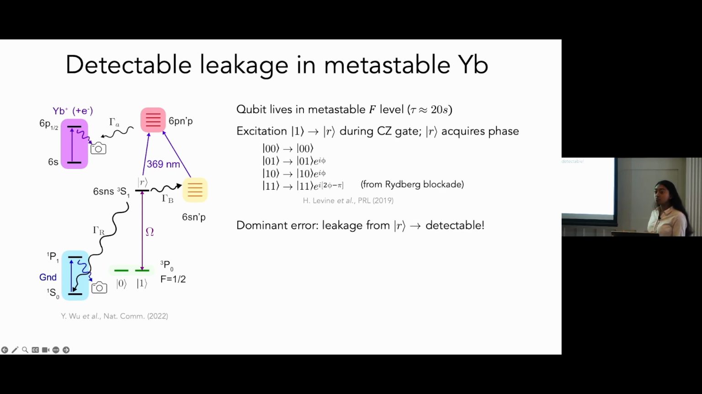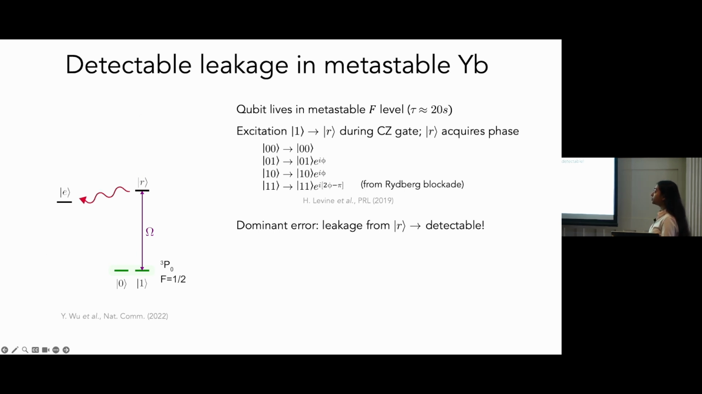And just to simplify this picture of what's happening to our qubit, we can say that there's leakage from this state R to E, and we can pulse E and detect population there. There is, however, one more kind of decay that we have to account for in this picture, and that's decay from R back down to the qubit subspace. And this decay can take you from R to 0 or to 1, and so it causes depolarizing errors that are undetectable. They are, in fact, Pauli noise.